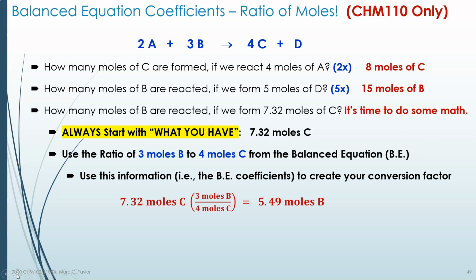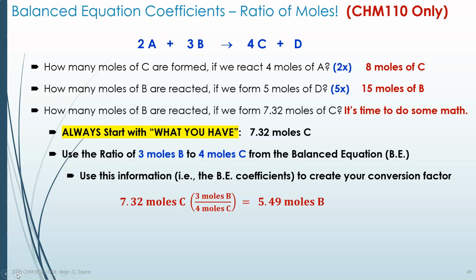We start with the 7.32 moles of C. We produce our conversion factor, so first make your parentheses, make your dividing line before you put anything in. And then you realize before you write 3 moles of B or 4 moles of C or anything in your conversion factor, put your units in first. You know you want moles of C on the bottom because you're destroying that unit. And you are creating the unit moles of B. So moles of B has to be on the top, moles of C is on the bottom, and then you populate it with the numbers.